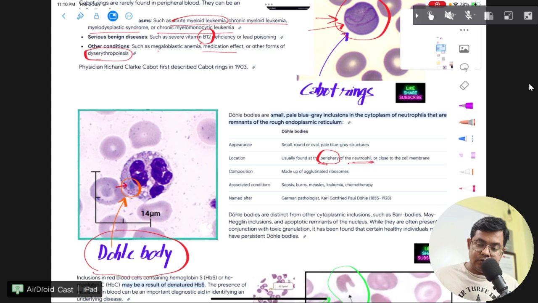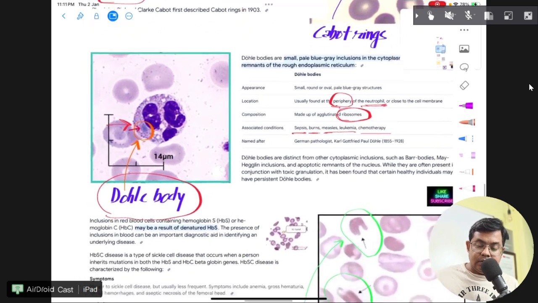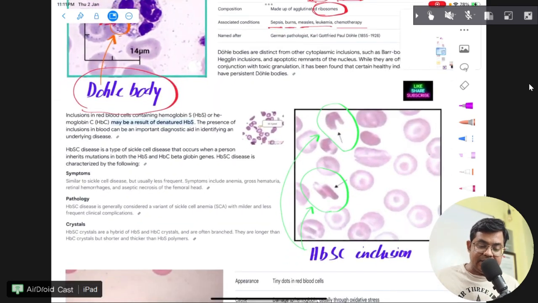So you have to remember that these Döhle bodies are usually found within the cytoplasm of neutrophils. And these Döhle bodies are comprised of aggregated ribosomes. Now, this is found in sepsis, burns, leukemia, after chemotherapy. So, it can be seen in various conditions. Now, let's come to the next inclusion, that is HbSC inclusion.